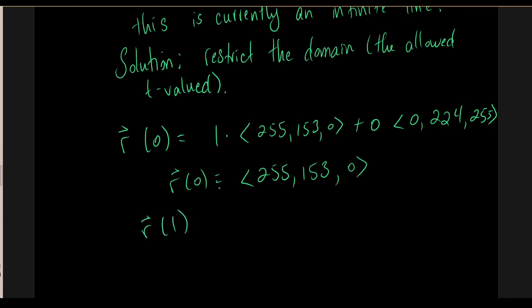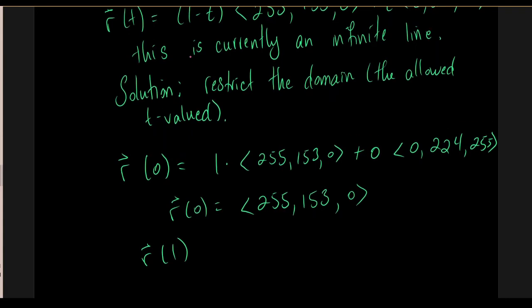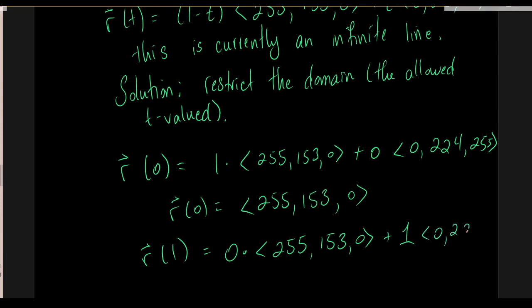But if I plug 1 into this formula, then the first scalar, 1 minus t, becomes 1 minus 1, which is 0. So I get none of the orange portion, and I'm getting entirely the blue portion.